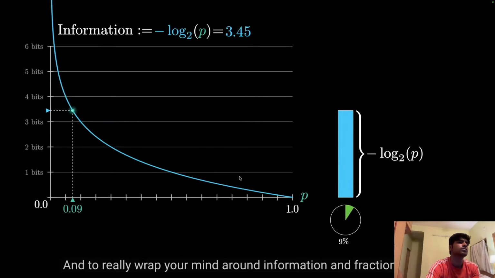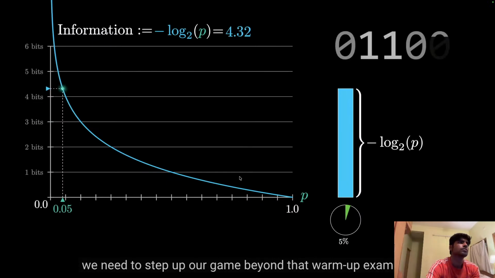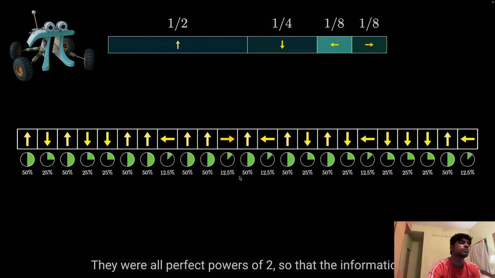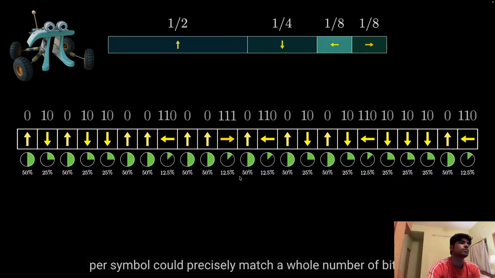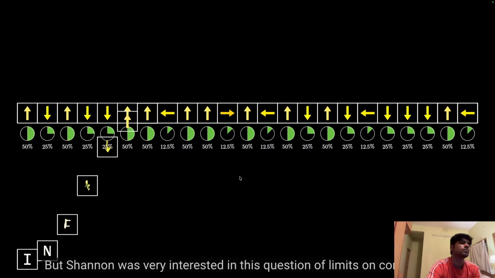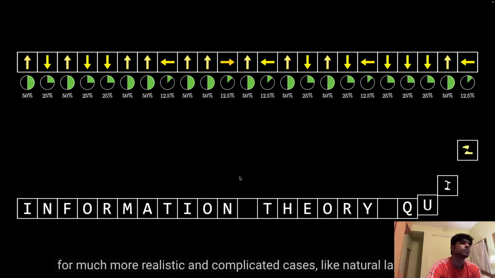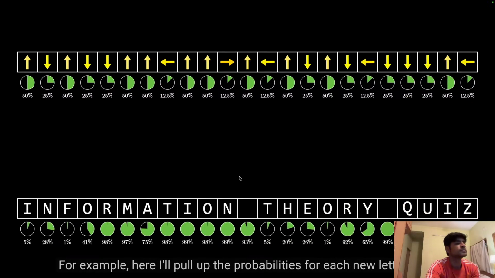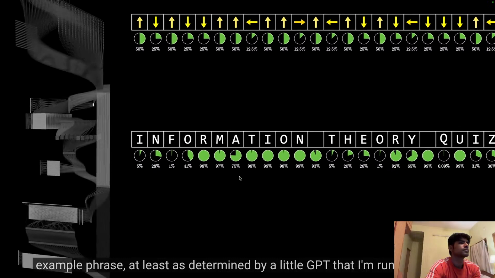And to really wrap your mind around information and fractional bits, we need to step up our game beyond that warm-up example. See, with the robot, the probabilities were overly clean. They were all perfect powers of 2, so that the information per symbol could precisely match a whole number of bits. But Shannon was very interested in this question of limits on compression for much more realistic and complicated cases, like natural language. For example, here I'll pull up the probabilities for each new letter in an example phrase, at least as determined by a little GPT that I'm running locally.